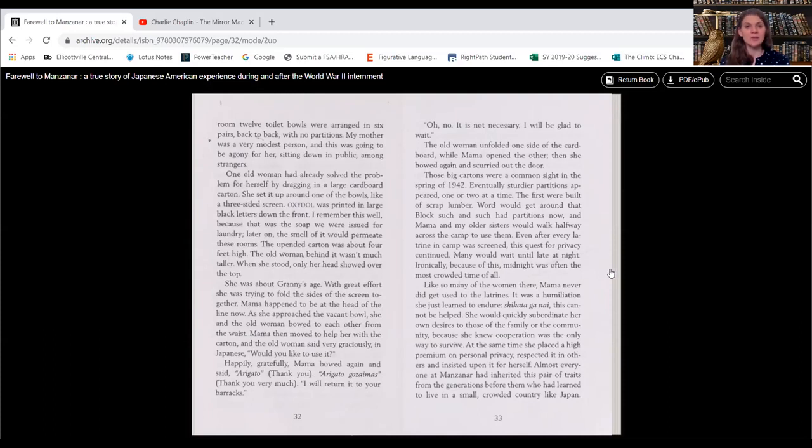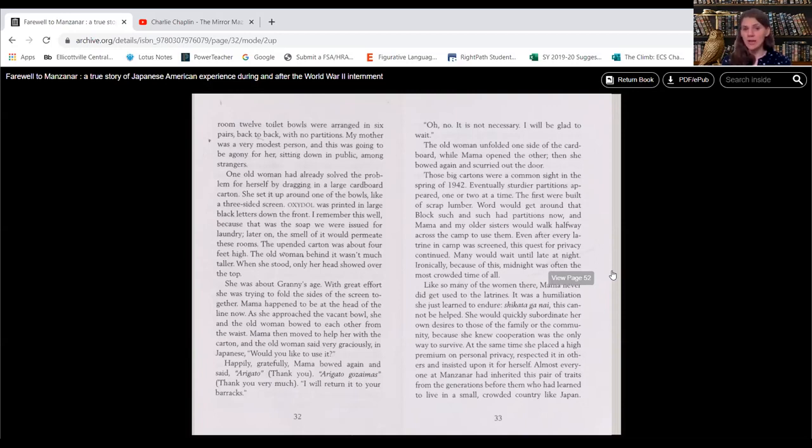The upended carton was about 4 feet high. The old woman behind it wasn't much taller. When she stood, only her head showed over the top. She was about Granny's age. With great effort, she was trying to fold the sides of the screen together. Mama happened to be at the head of the line now. As she approached the vacant bowl, she and the old woman bowed to each other from the waist.